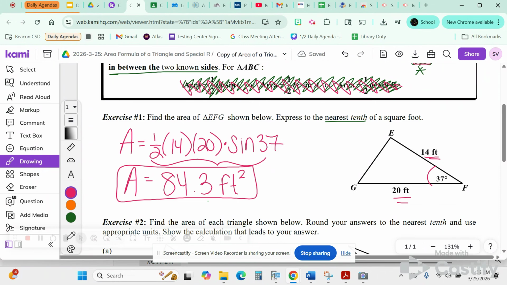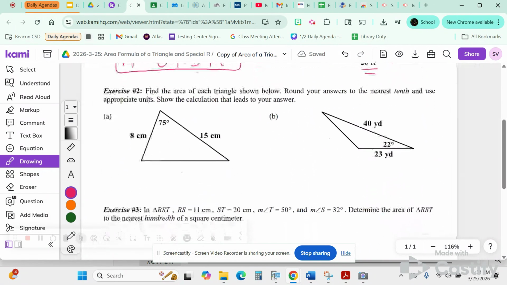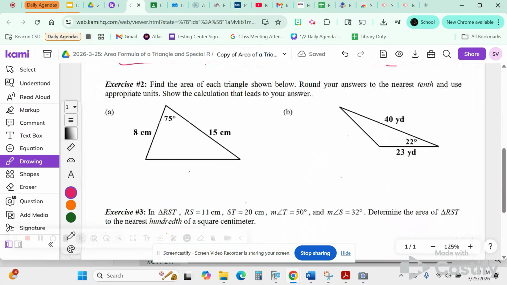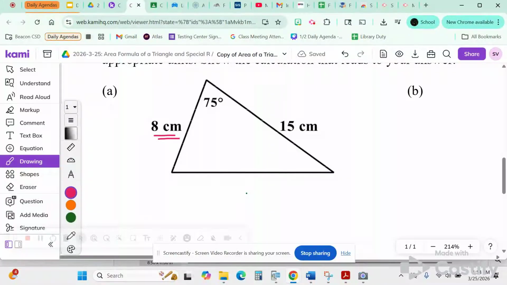Alrighty. So that's how we apply the area formula. We're going to take a look again. If you want to pause right now at exercise 2, just so that you could try it out for yourself, totally up to you, but you can keep coming along with me through this process. So we've got two triangles here. We're rounding our answers to the nearest tenth again. So looking at my triangles, I have my two sides. The angle is in between them.